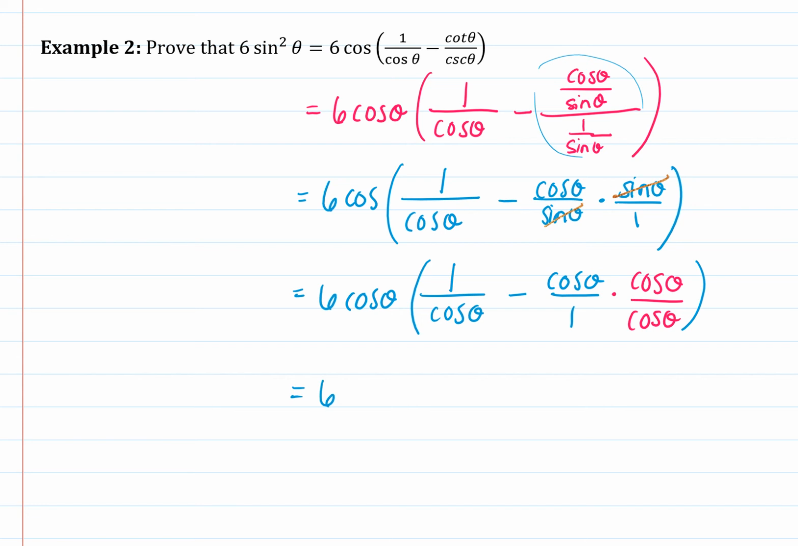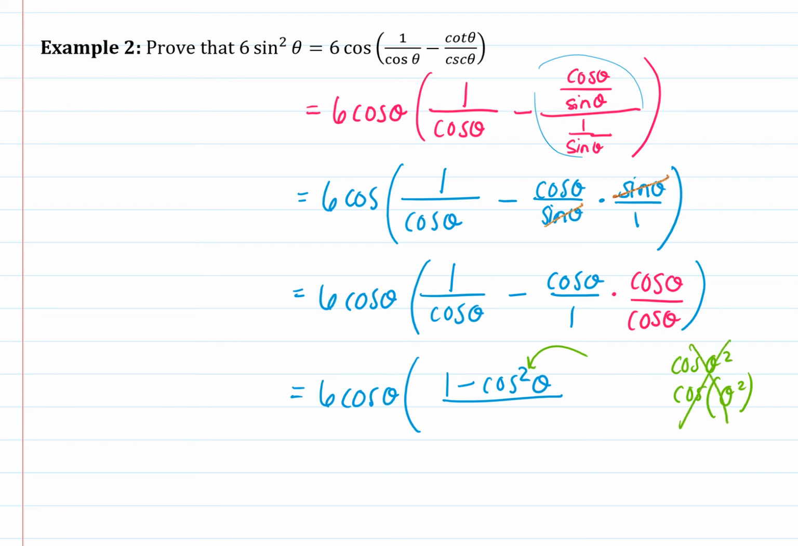This means you have 6 times the cosine of theta times 1 minus cosine squared theta. Cosine of theta times cosine of theta means you're squaring cosine. The abbreviation is to put that squared symbol between cosine and theta, because cosine of theta squared would mean you're squaring the angle, not the cosine expression. So this is something different. Make sure that cosine squared theta, the squared part, is in the right spot.